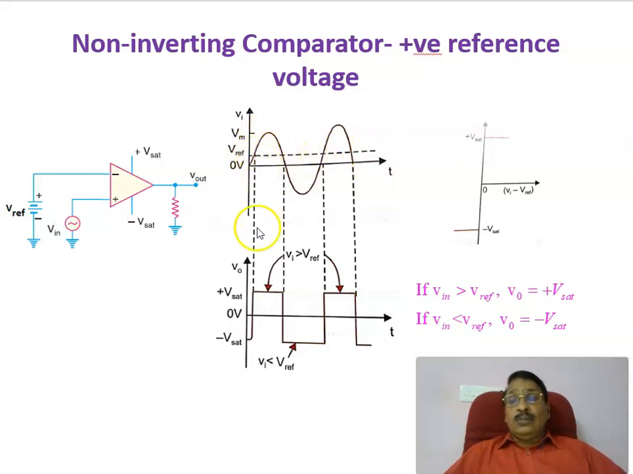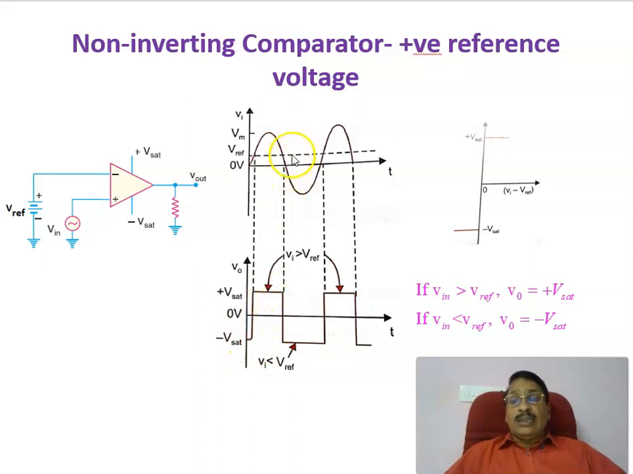That is why during this period you will be getting plus Vsat. Now, if you come to the before this one, you can say that input voltage is less than V reference voltage. If input voltage is less than V reference voltage, output voltage equal to minus Vsat. That is why we are getting a minus Vsat. That is changing plus to minus Vsat.